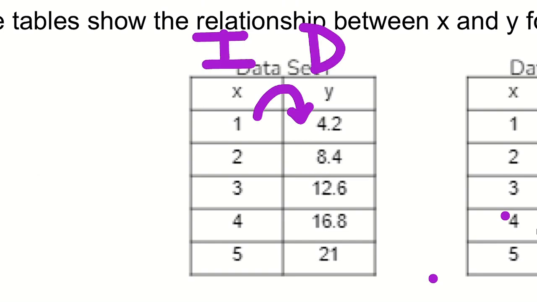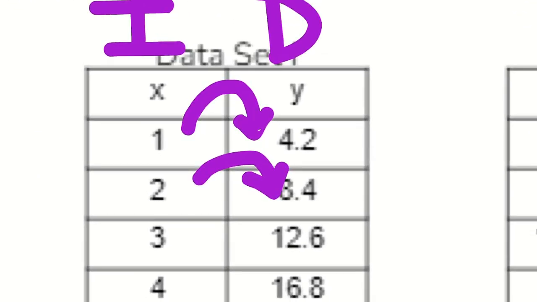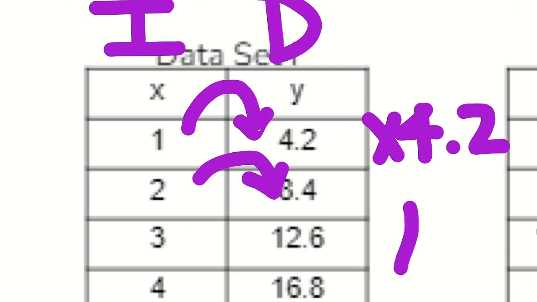Well, I can either do an additive relationship or a multiplicative. If I'm adding, we could add 3.2. But if I look down here and I go from 2 to 8.4, 2 plus 3.2 is not 8.4. So that does not work. So I'm going to go back to the drawing board and say, what if this is multiplicative? 1 times what is going to give me 4.2? Well, 4.2. So let's try times 4.2.